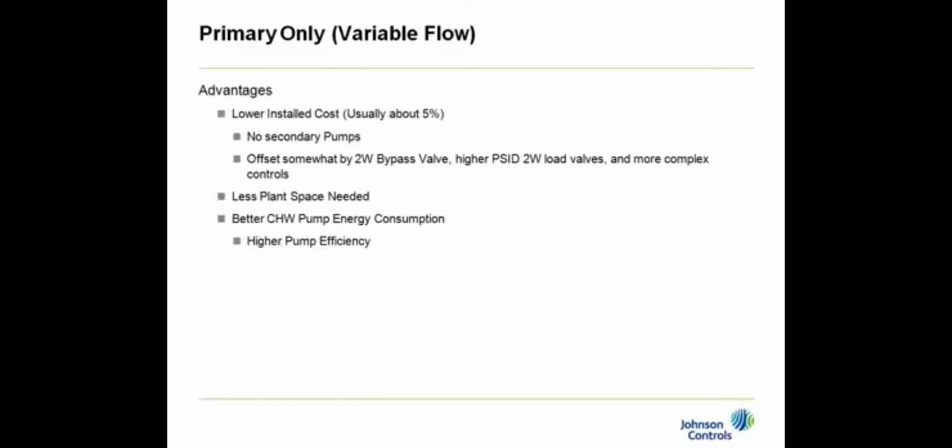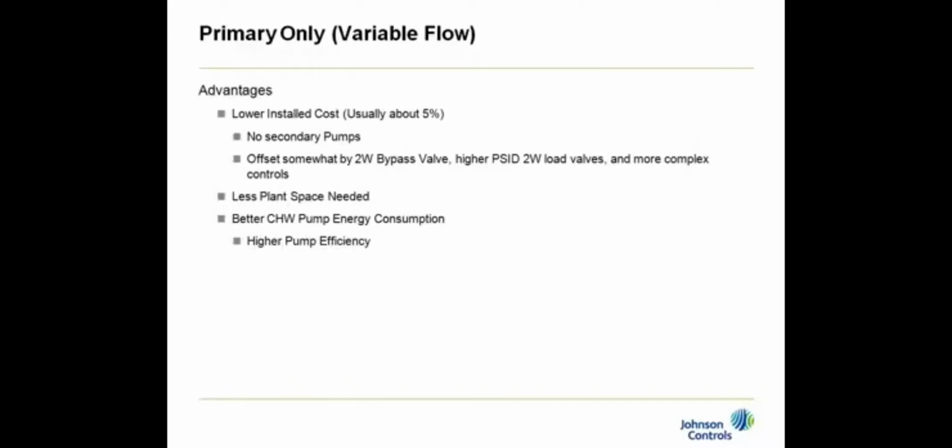This number is offset somewhat by the two-way valve, bypass valve and control that you have to add, and the potential for higher PSID-rated valves for the two-way load valves and the bypass valve, because they have to handle a higher potential head, and there are more complex controls. But overall, between the reduction in cost from the secondary pumps not being there and the addition of these additional controls and so on, we still have a net advantage in install cost with VPF of about 5%.